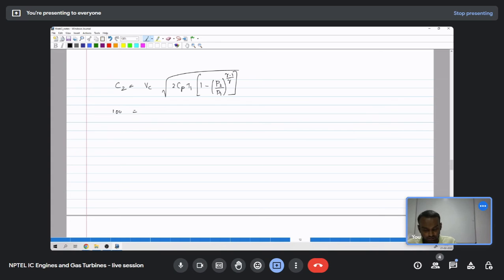C2 is 100, Vc is 0.8, and then we have Cp as 1.004. We can write it directly in SI units. So Cp is 1004 joule per kg Kelvin, and T1 is 300 Kelvin, 1 minus P2 by P1 to the power 0.4 by 1.4.